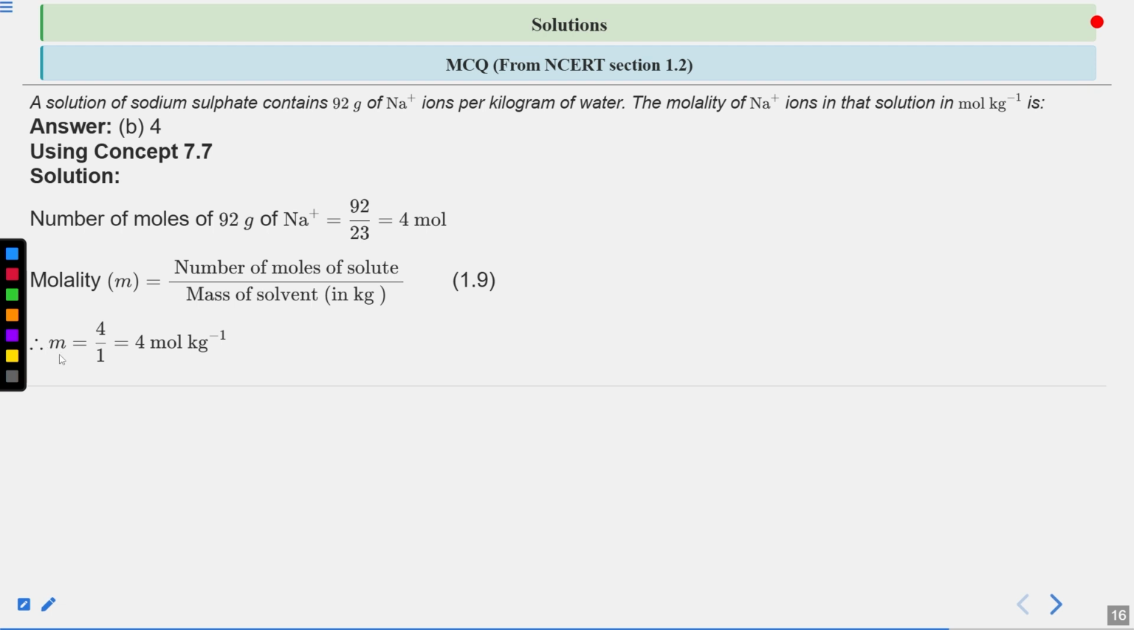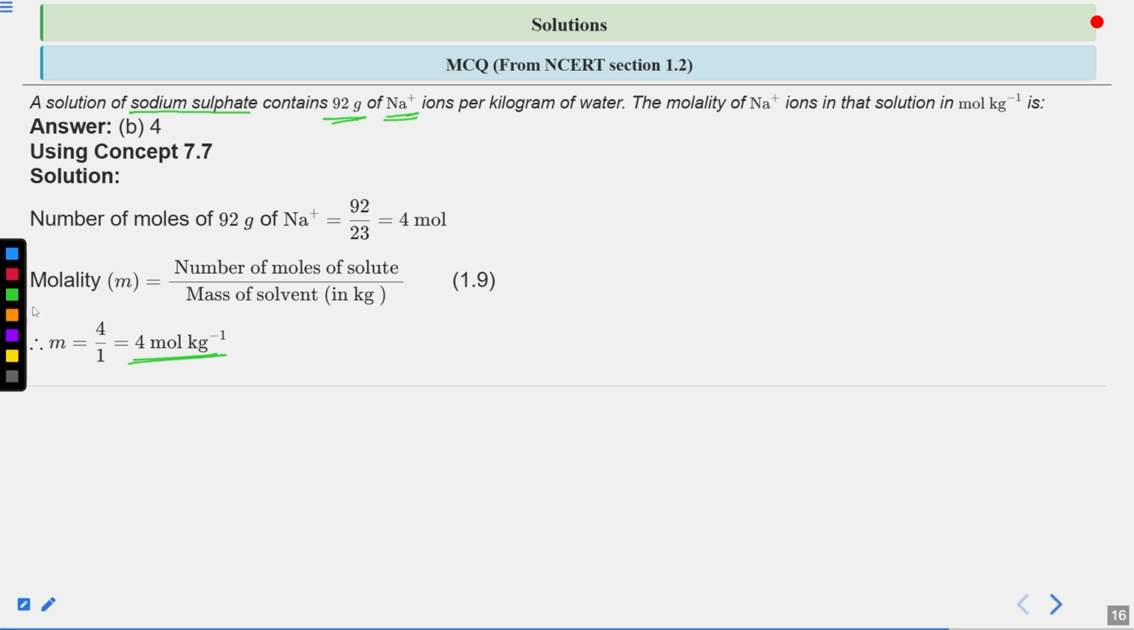So the molality will be equal to the number of moles of solute, 4, divided by the mass of solvent in kgs, which is 1. So the molality will be 4 moles per kg. Because it is already given in the question that the solution of sodium sulfate contains this much amount of sodium positive ions per kilogram of water. So for 1 kilogram of water, or 1 kilogram weight of the solvent, the given mass of the solute is 92 grams.